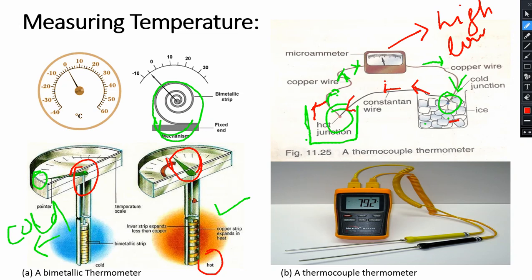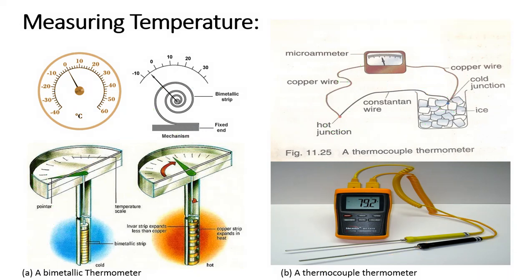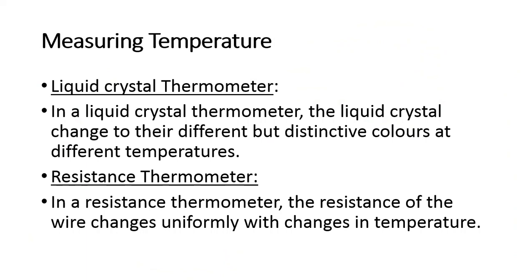In modern days, thermocouples are in this shape. There is one hot junction and one cold junction, and the basic principle is followed in this machine also. Now let's go to the other example, where other thermometers use other properties.